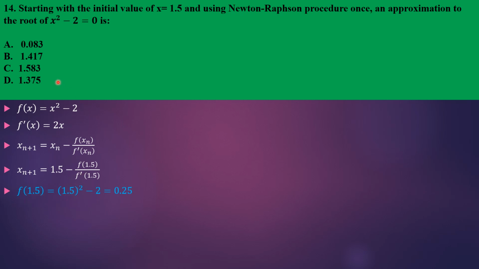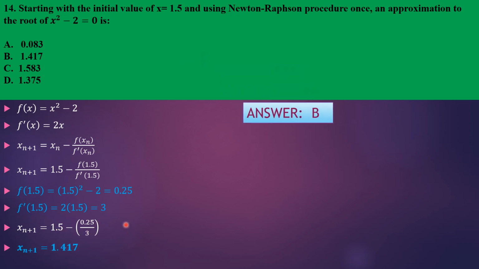For f of 1.5, we put it in f of x, and we actually have 0.25. For f prime of 1.5, we put it here, and we have 3. So x n plus 1 will be 1.5 minus 0.25 divided by 3, which gives us 1.417. So our answer is B.